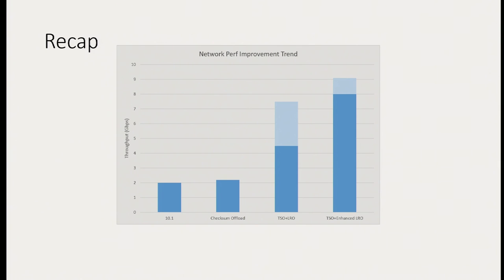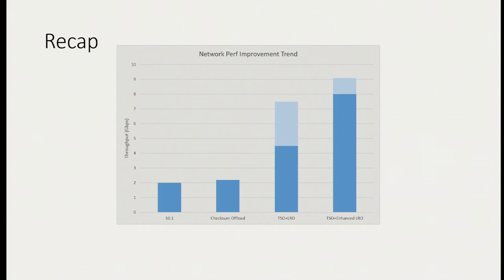Let me give a summary about the effect of the different optimization techniques. Remember, this is only one queue. We have not enabled the VRSS, the multi-queue, yet. The first column is the original throughput baseline of 10.1, and with the checksum offload, we have a slightly bigger throughput number. With the TSO and the LRO, we can see the throughput increased significantly, and with the TSO and the enhanced version of the LRO, we get an even higher throughput number.